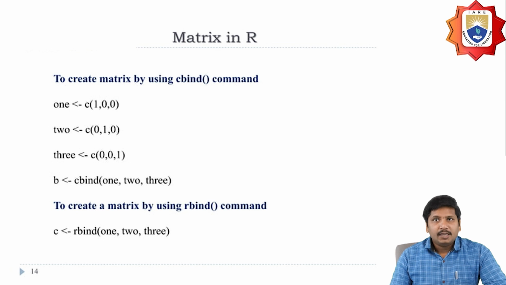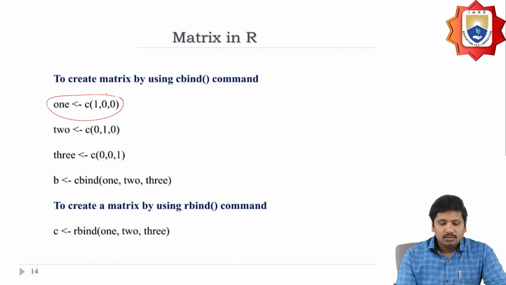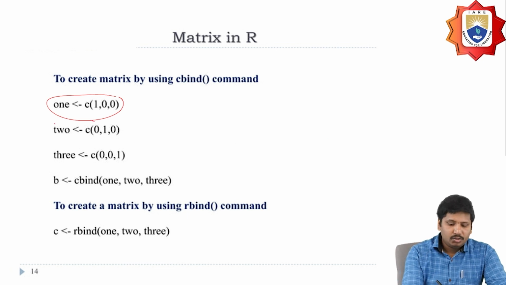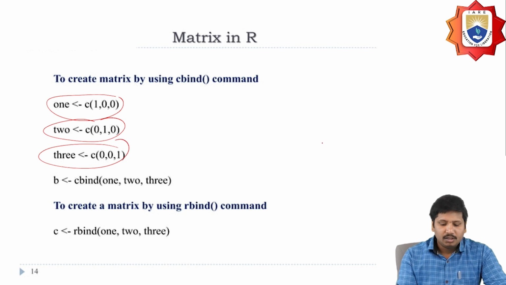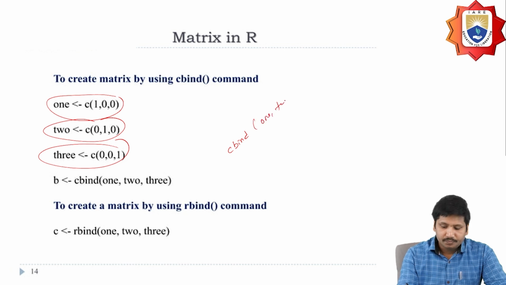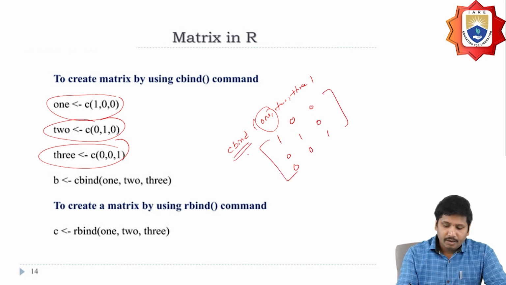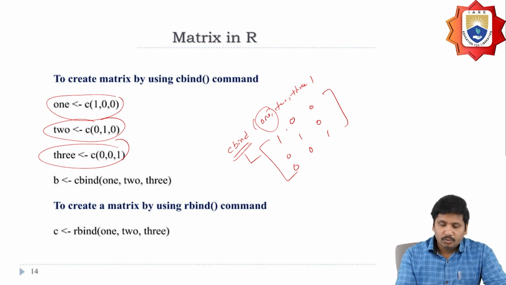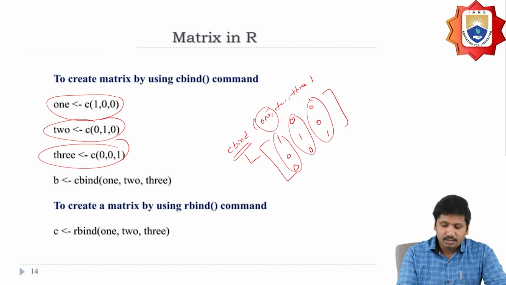So in order to create a matrix by the cbind method, how can we do that? We take one vector, then a second vector and a third vector. By making use of the cbind method, I can combine all these vectors. So this is the one vector: 1, 0, 0 column-wise, then 0, 1, 0 and 0, 0, 1. By making use of the cbind method, I can combine or concatenate all three individual vectors as the columns of the matrix.